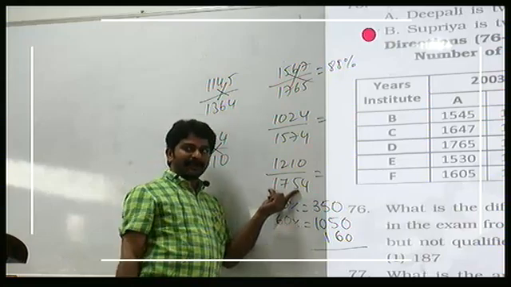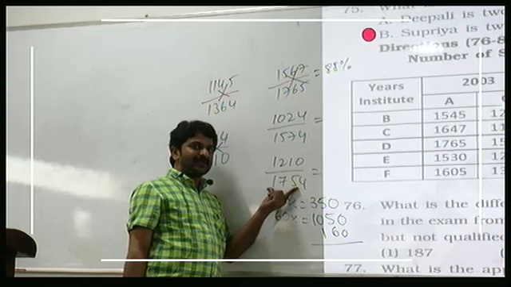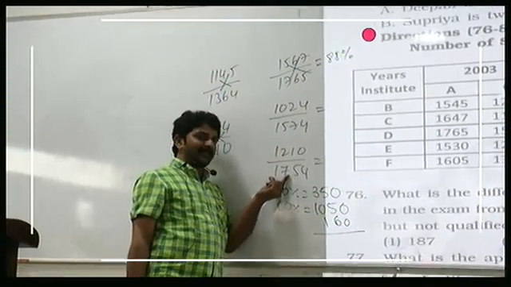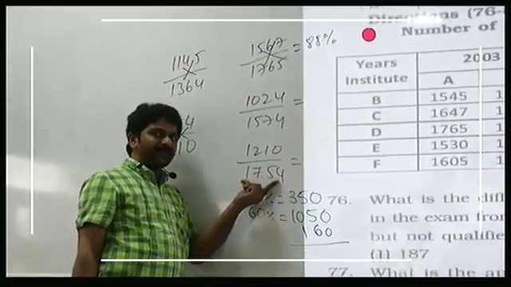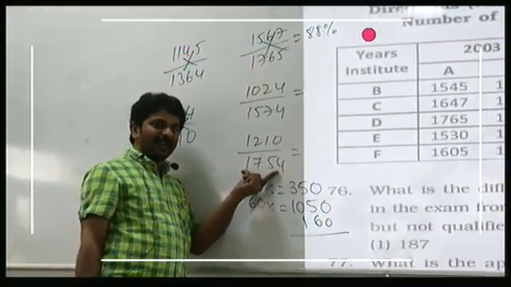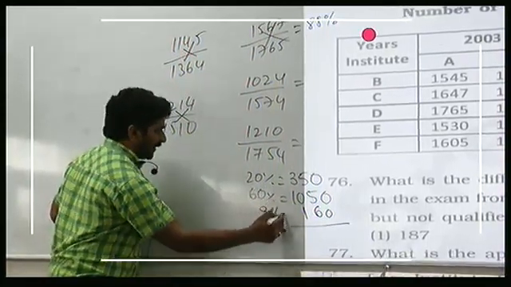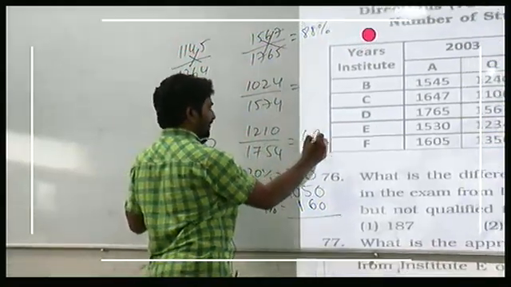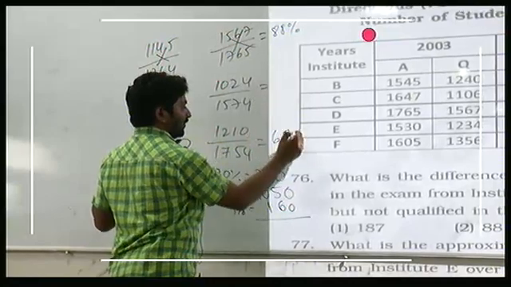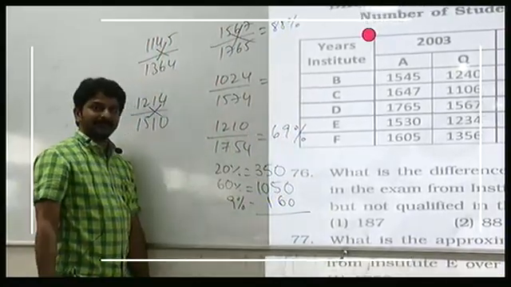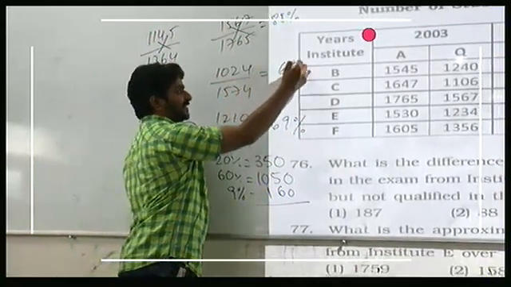160 is near about 10%, right? Yes or no? 10% is 175. 1% is 17. 175 minus 17, that is 158. Near about 160. So this is almost 9%. So this is equal to 60. This one is 69%. Right? But whereas this is near about almost 66%.